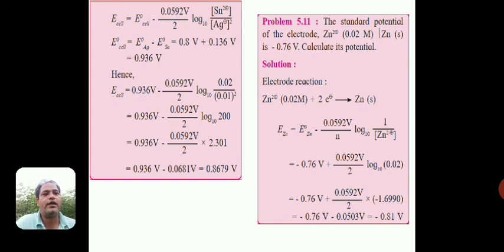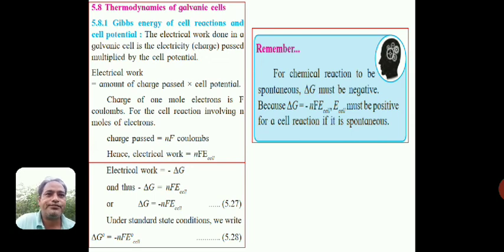So this is the final answer of this problem, that is the electrode potential of this concerned electrode is minus 0.81 volt. So this is a very simple one. Now the next one.